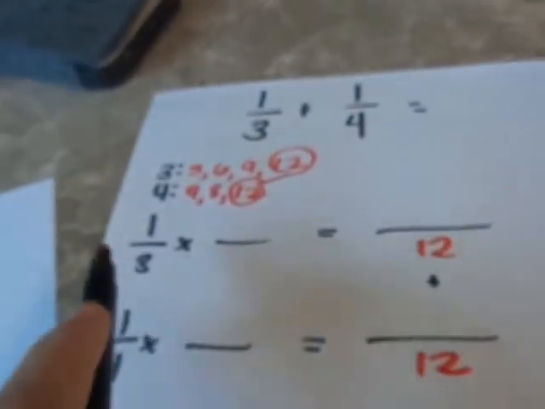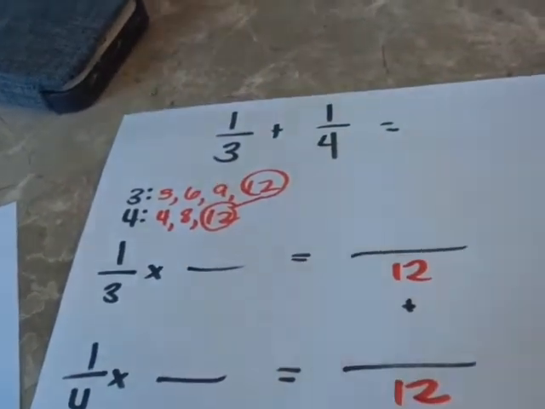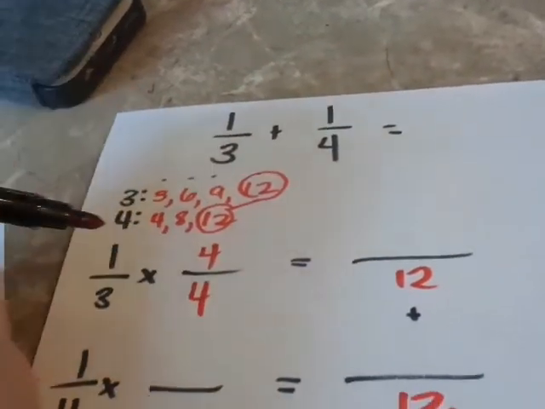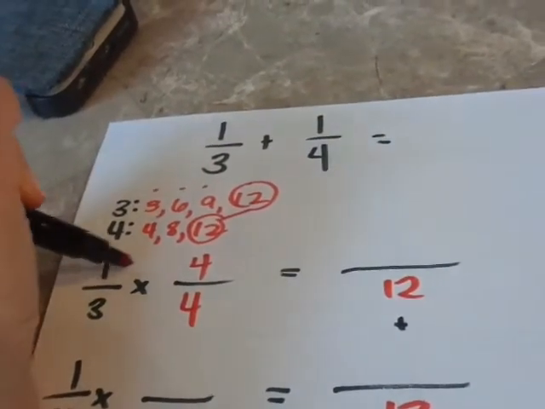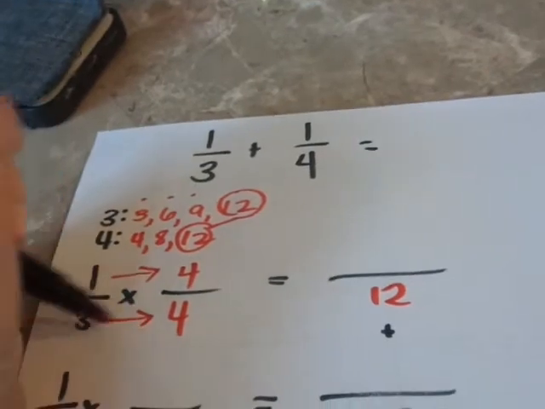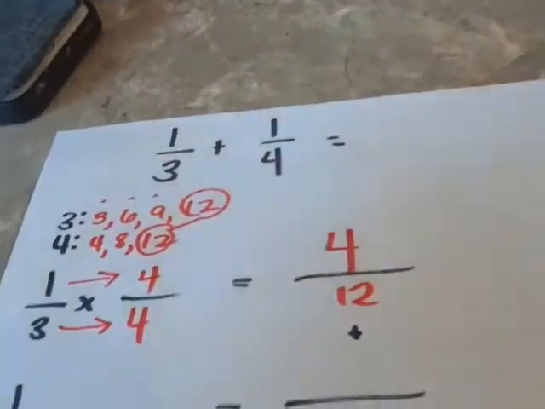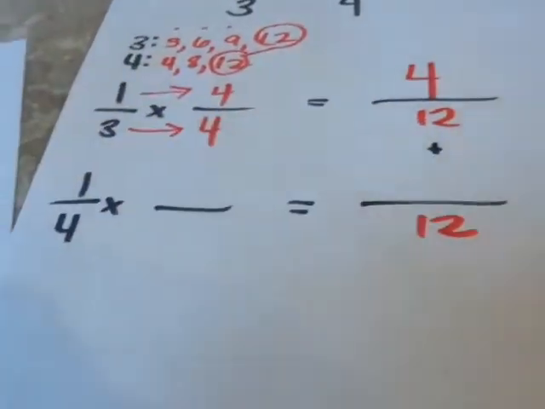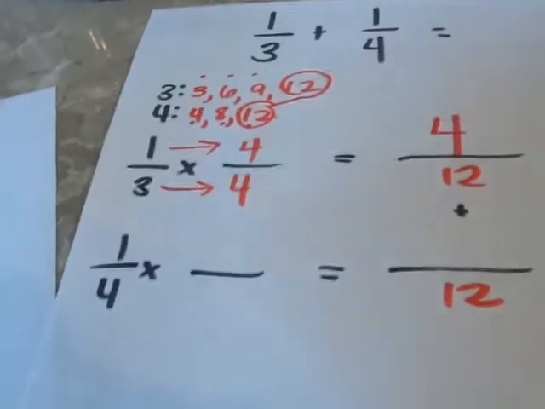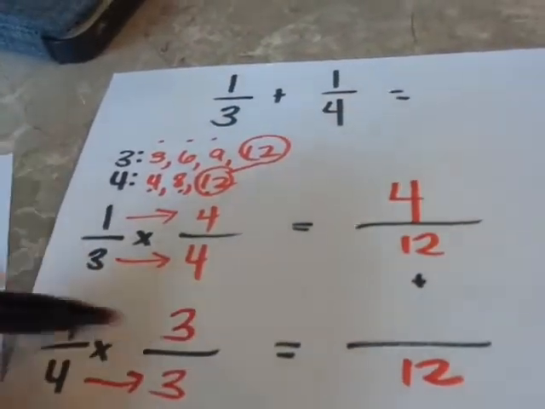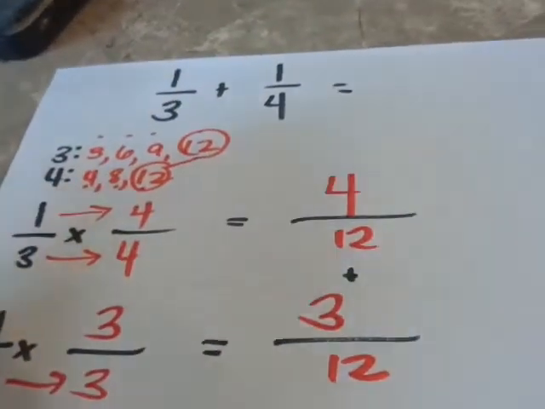So then I ask myself, how did I get from 3 to 12? Well, my answer is right here. I multiplied by 4. 4 over 4. So now I multiply straight across. 3 times 4 I know is 12. 1 times 4 is 4. So then I ask myself, how did I get from 4 to 12? Multiply by 3. So 4 times 3 is 12. 1 times 3 is 3.